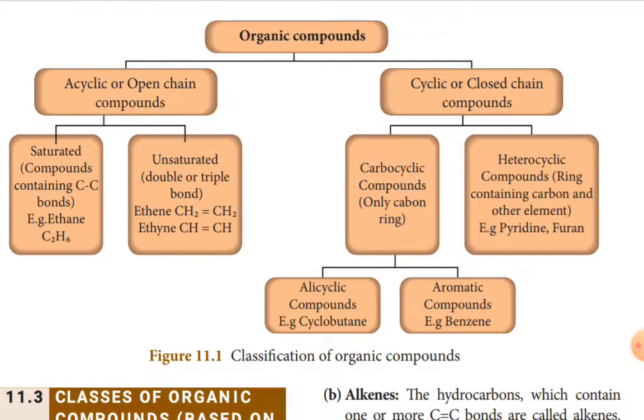based on the pattern of carbon chain, based on the linking of carbon with the other carbon or with other elements. That is open chain and closed chain. Open chain is further classified into saturated and unsaturated. Closed chain into carbocyclic and heterocyclic. Then carbocyclic is further classified into alicyclic and aromatic.